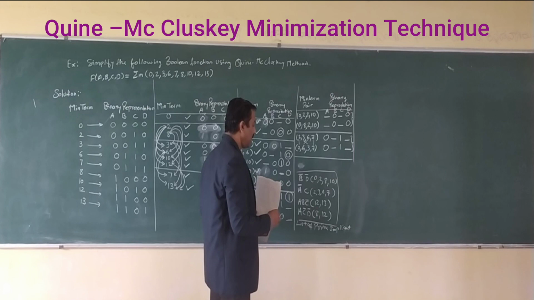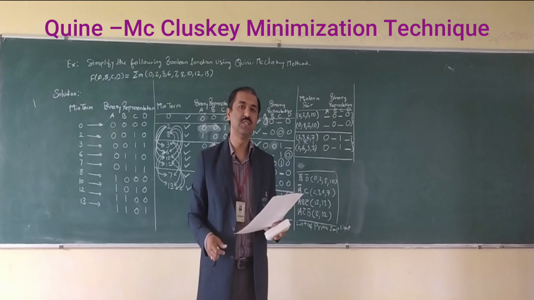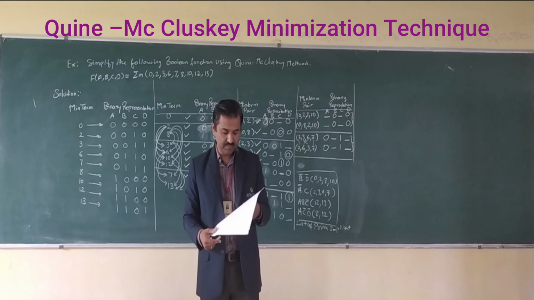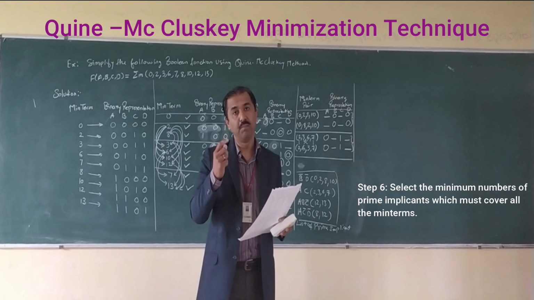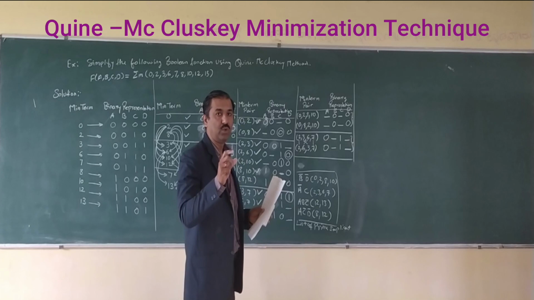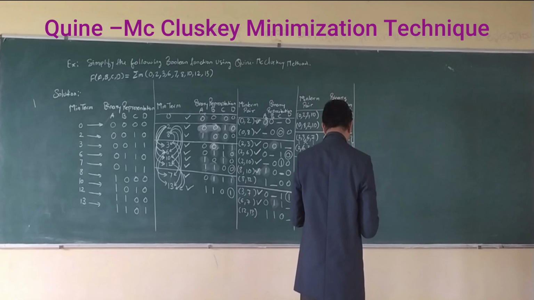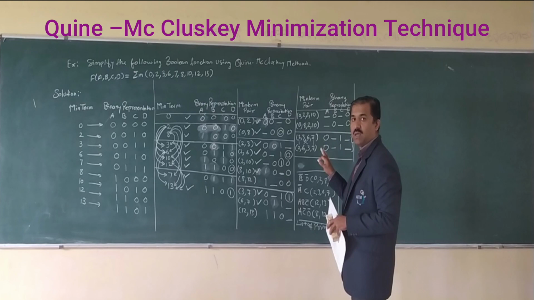Okay, now step number 6, let us move on. After identifying the list of prime implicants, we will move on to step number 6. So step number 6 is what? Step number 6 says to select the minimum number of prime implicants which must cover all the min terms. So in step number 6, we are going to have a table where we are going to select those prime implicants, the minimum number of prime implicants which cover all the min terms.